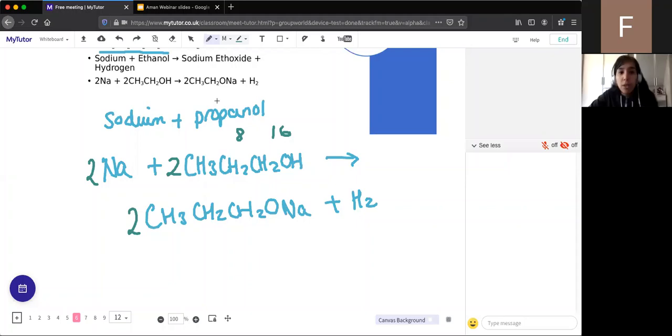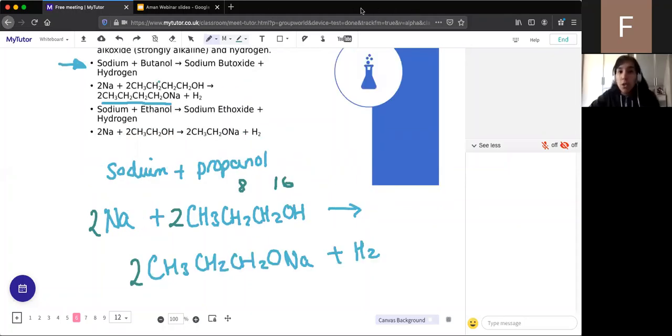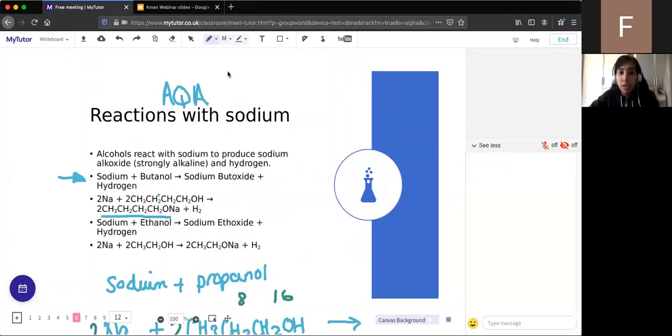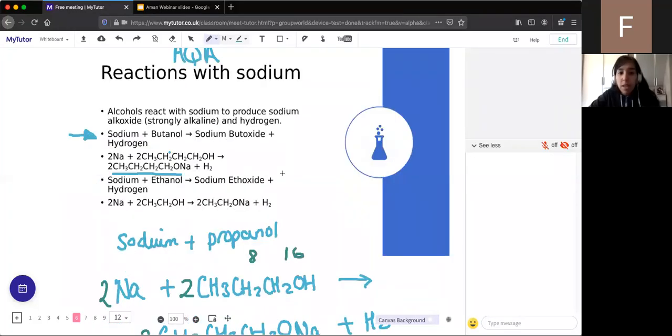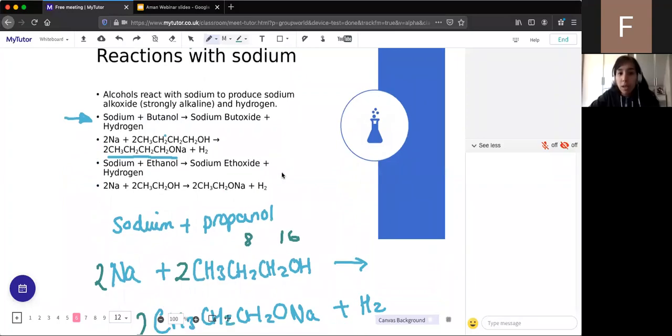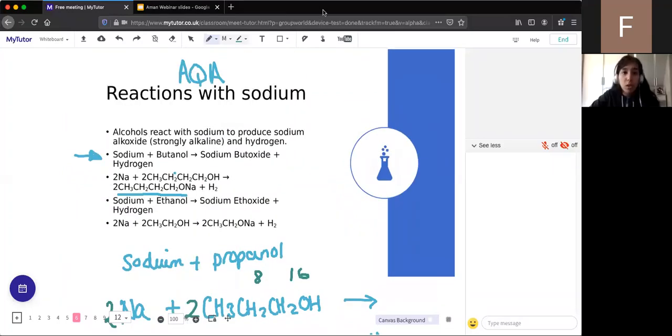The name of this reaction is just alcohol with sodium. There's no specific name for it. It's just alcohols reacting with sodium. Any questions on those reactions then? As I said, only AQA topic there, so it's not Edexcel or OCR or CIE, it's just AQA.